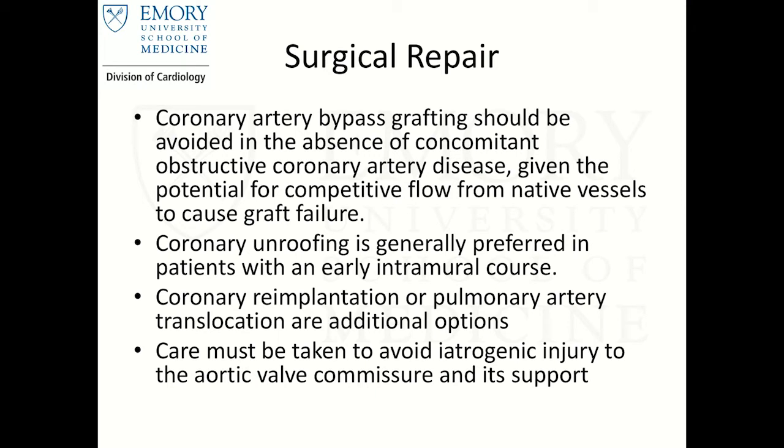Generally, if the patient has a long intramural course of their anomalous coronary, unroofing is the preferred procedure. If there's not an intramural course, often coronary reimplantation or sometimes pulmonary artery translocation, kind of moving it out of the way so that there's less compression on the interarterial segment, are also options. And the surgeon has to be careful to avoid damage to the aortic valve apparatus during surgery.